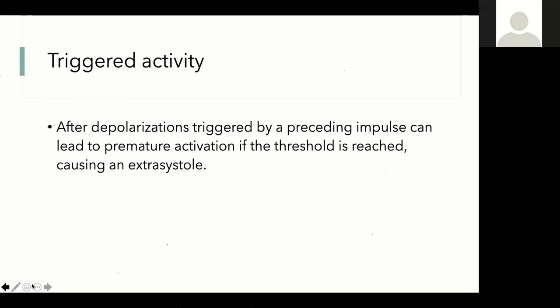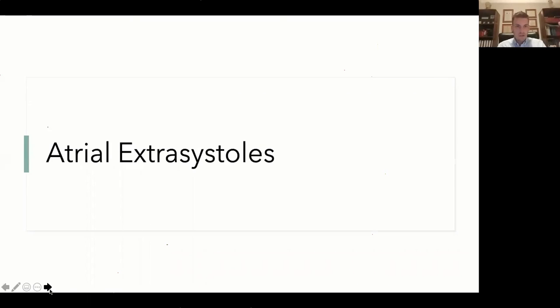Okay. Last but not least, triggered activity. We have a preceding impulse that leads to a premature activation that leads to a threshold, reaching it, causing an extrasystole. So that means that a part that isn't usually depolarized is hit with multiple impulses, and even though it usually does not contract, it starts contracting because there are a lot of impulses going to it. I think this is the simplest of the three to understand.